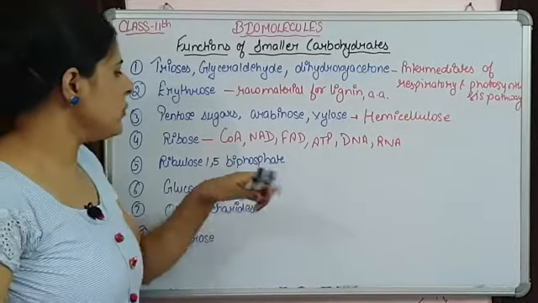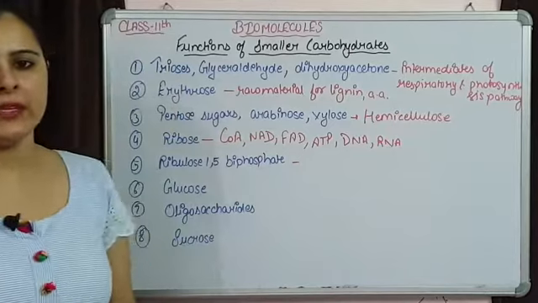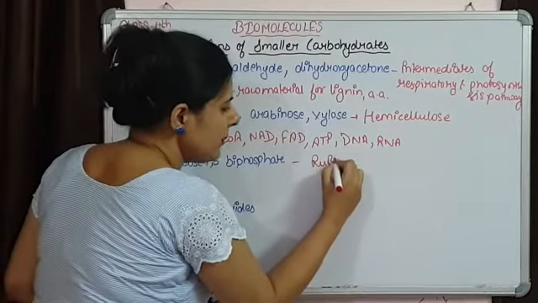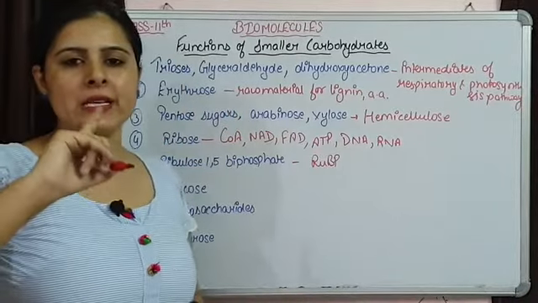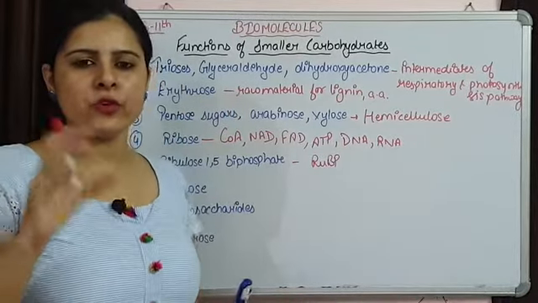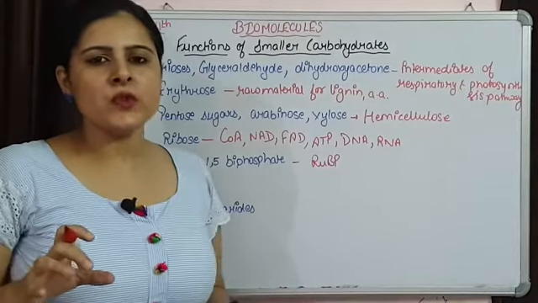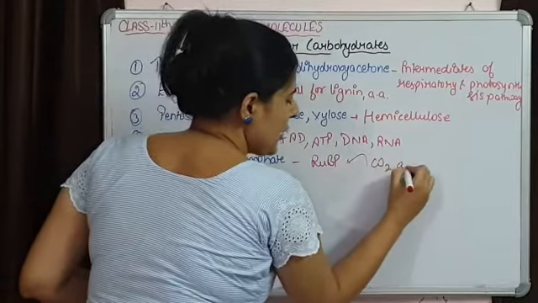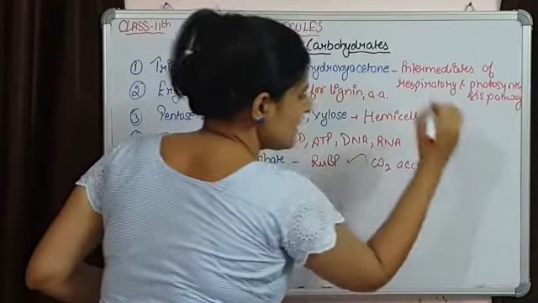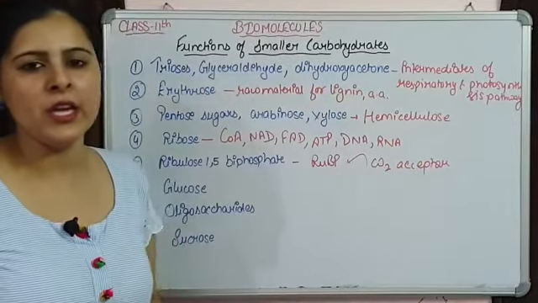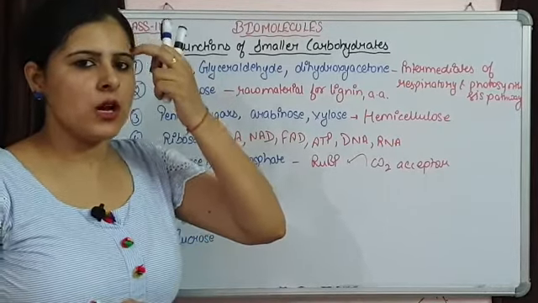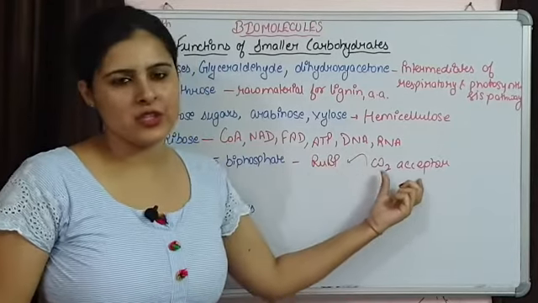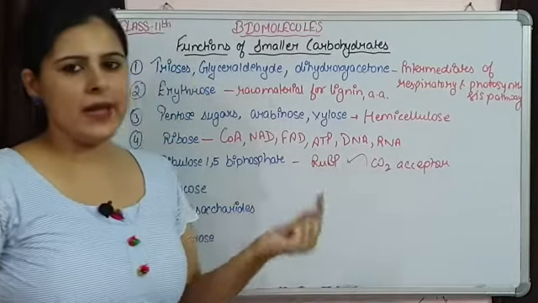फिर बात करते हैं ribulose 1,5 biphosphate की. Ribulose 1,5 biphosphate, also known as RUBP, is going to act as an acceptor of carbon dioxide. फोटोसिंथेसिस के टाइम पे एटमॉस्फेयर से जो कार्बन डाइऑक्साइड आती है उसको कौन एक्सेप्ट करता है? RUBP एक्सेप्ट करता है, and this reaction is catalyzed by Rubisco. We have already talked about Rubisco. So this Rubisco is catalyzing this reaction. So it is acting as a CO2 acceptor.